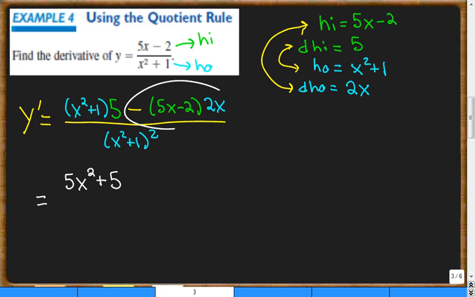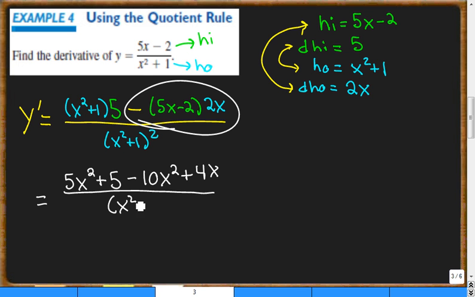For our second term, we've got to make sure to do the opposite of everything because we're subtracting. So we get 2x times 5x, which gives us 10x squared. We're subtracting, so we get minus 10x squared. And then we get 2x times negative 2, which is negative 4x, which becomes a positive 4x. And then we divide by x squared plus 1, squared.